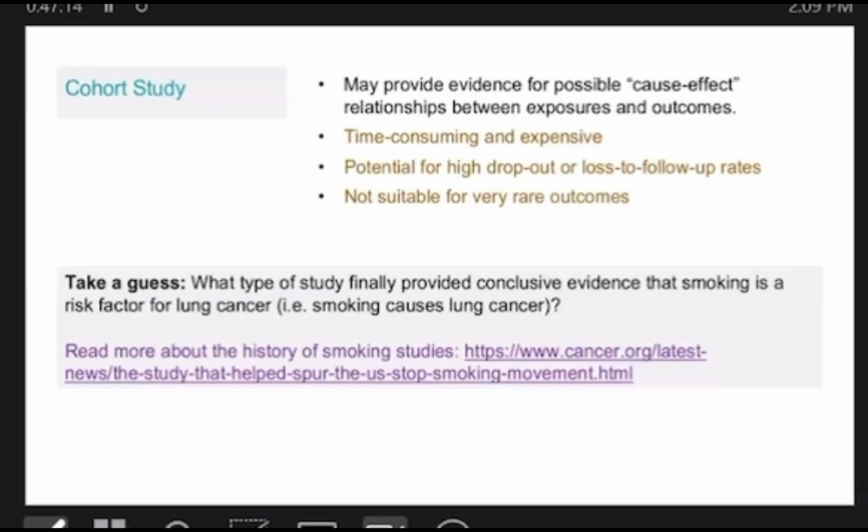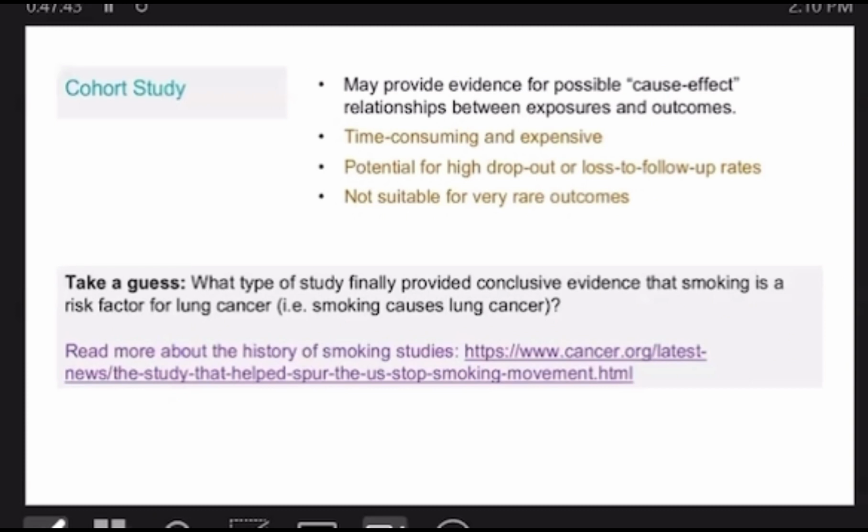I think I put a guess here. Take a guess. What type of study finally provided conclusive evidence that smoking is a risk factor for lung cancer? You can try to study that and see which one it is. Is it going to be cohort? Is it going to be case control? Is it going to be cross-sectional? We know the best one is the experimental study, but an experimental study may not be possible here.